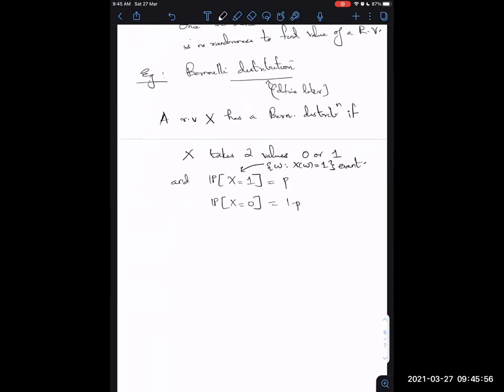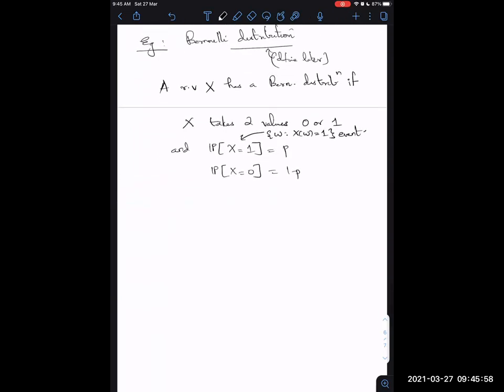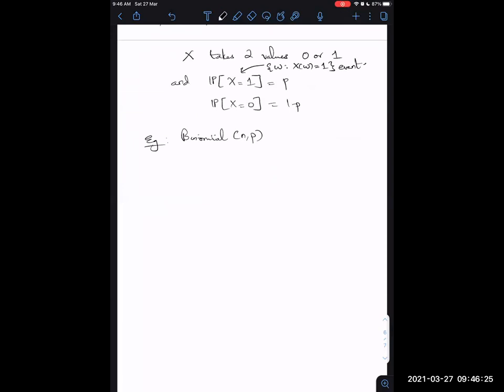Now, this is the definition of a Bernoulli random variable. Similarly, we'll see what a binomial random variable is. The Bernoulli random variable x only depends on the value small p. Small p is some value between 0 and 1. Now for binomial, there are two parameters, n and p. I'll say what n is.